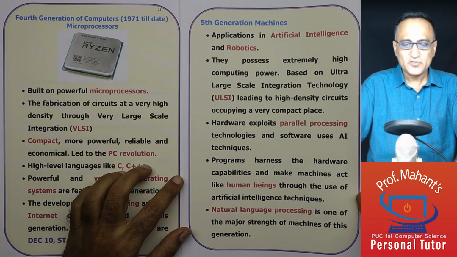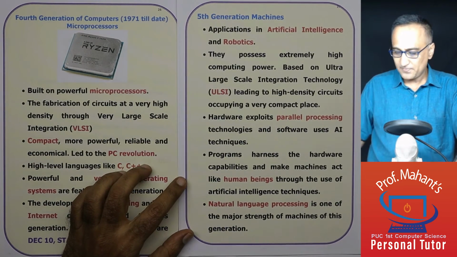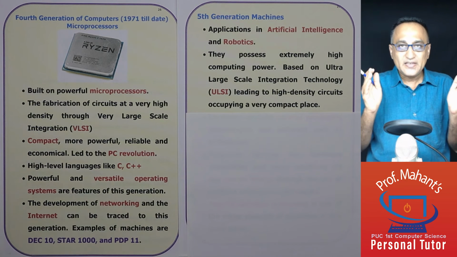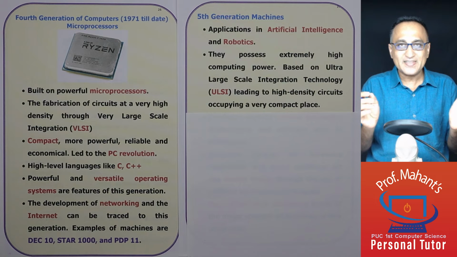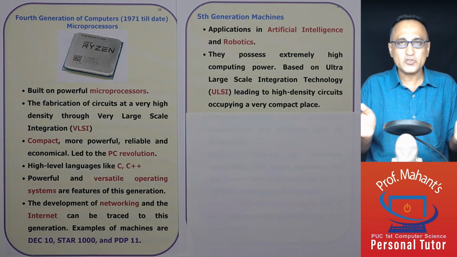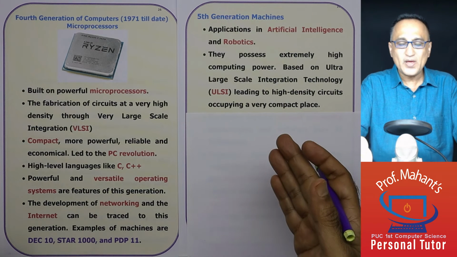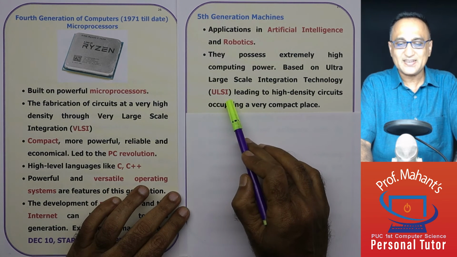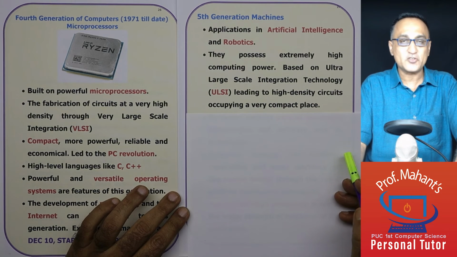In the fifth generation of computers, the major characteristic on the hardware side was ULSI in place of large scale integration. Suppose in 5 millimeters you could put 20,000 transistors. In ULSI maybe you could put 2 million or even 20 million transistors in the same space. So that is referred to as ultra large scale integration technology.